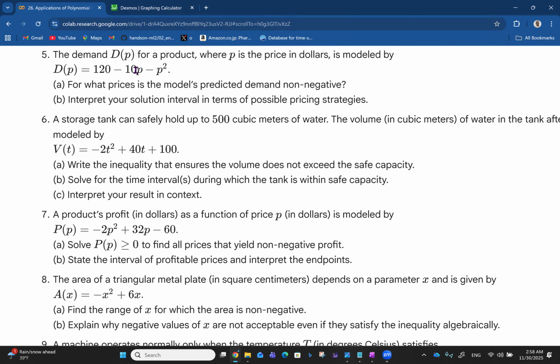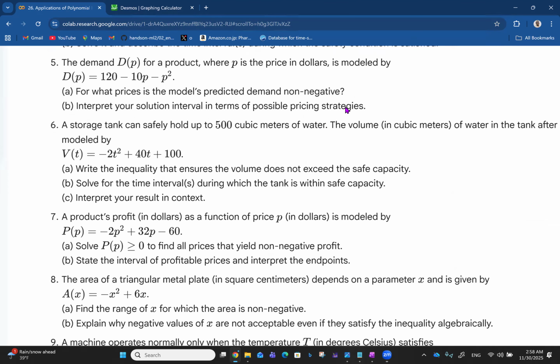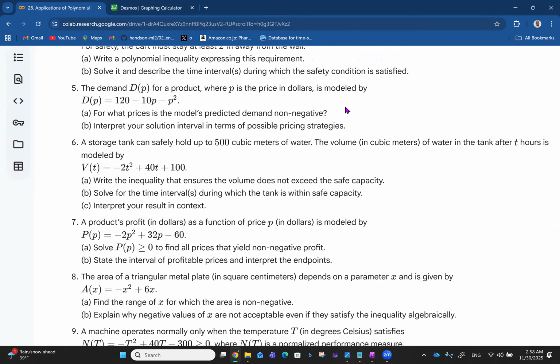Then you have 5, the demand D of P for a product, where P is the price in dollars, is modeled by D of P equals all this. For what price is the model's predicted demand non-negative? Okay, so this has to be greater than or equal to 0. Then interpret your solution interval in terms of positive pricing strategies. So we've learned how to do that.